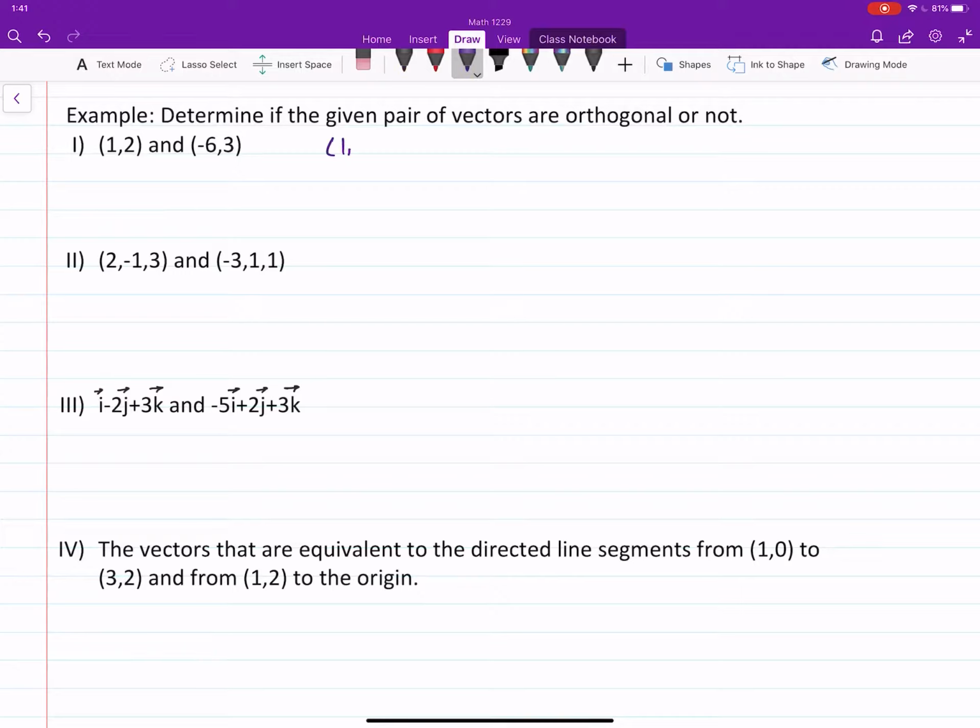The vectors are (1, 2) dotted with (-6, 3). The first component times the first component, second component times the second component, and add them. This is -6 plus 6. It is 0. The dot product is 0. Then the orthogonality test says that they are orthogonal.